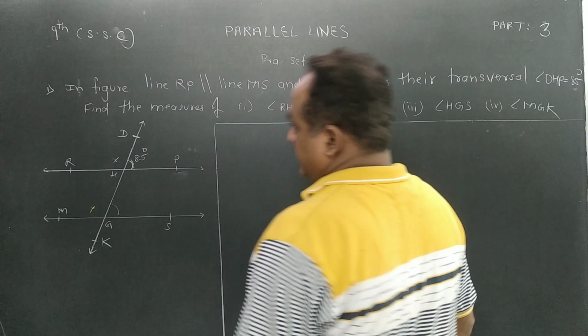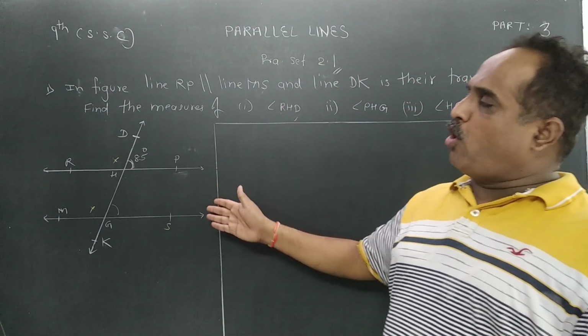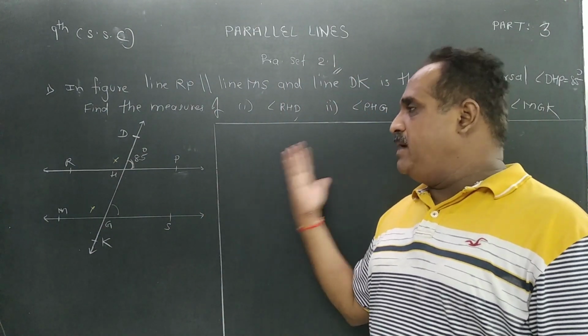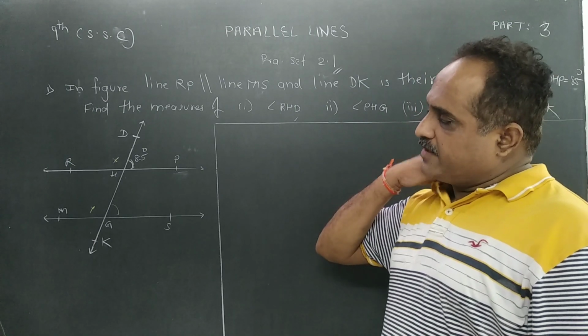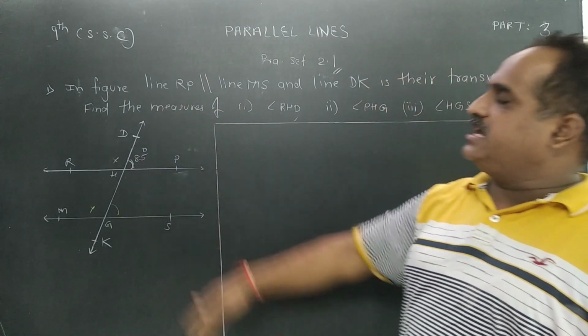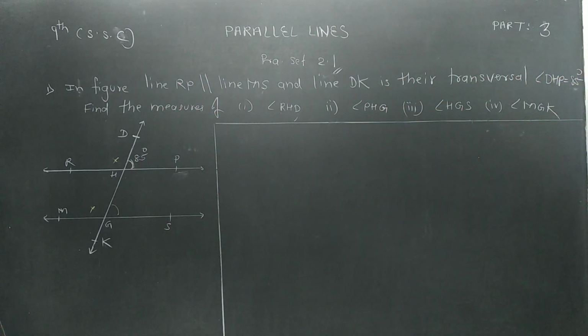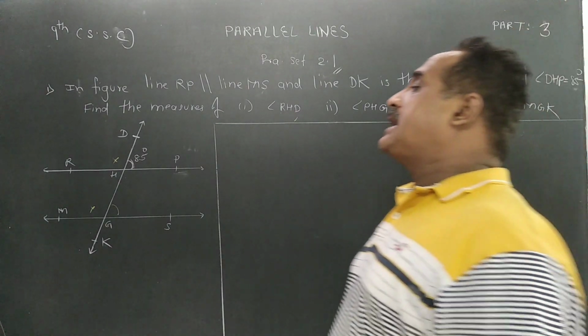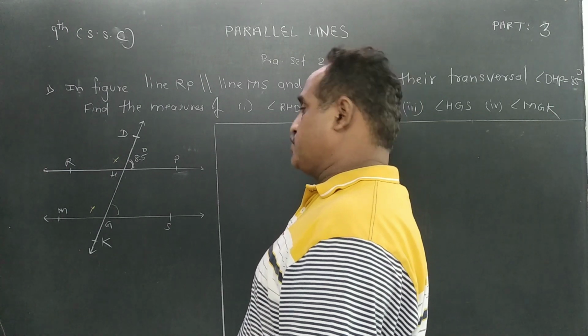Second is transversal, a line that intersects two or more lines. Those lines may be parallel, may not be, it makes no difference, but a line which intersects two or more lines in distinct points is called a transversal. Then we studied how many types of angles are formed by a transversal.